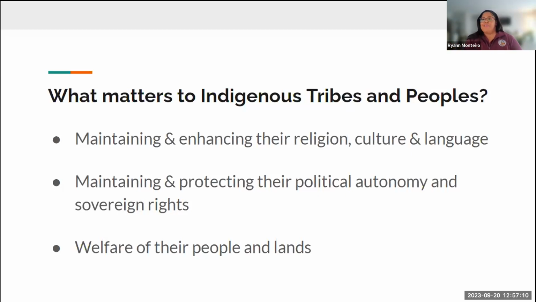But anyways, first and foremost: maintaining and enhancing their religion, culture, and language; maintaining and protecting their political autonomy and sovereign rights; and the welfare of their people and their lands. Those are kind of the three main buckets of what governments, specifically, are tasked to do, what the community expects them to uphold. And that's part of the litmus test of what moves forward, and how that moves forward.